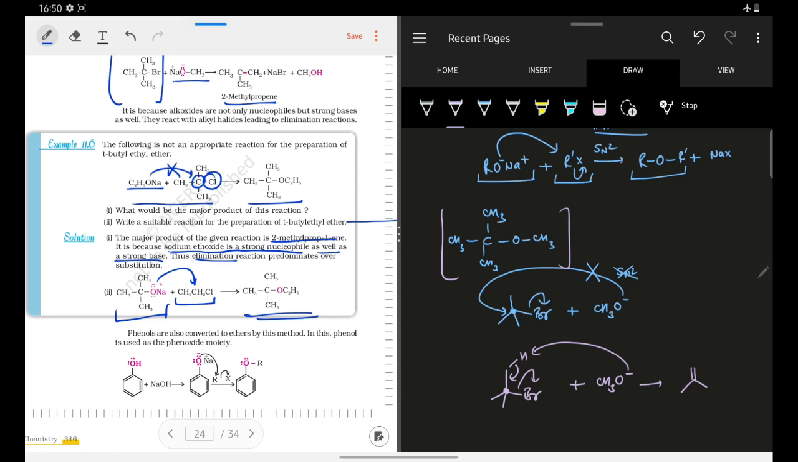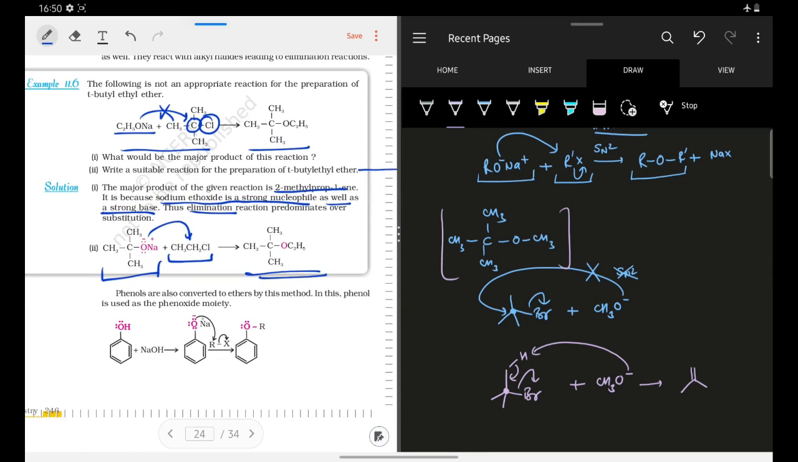Next, what if I take a phenol and treat it with NaOH, what will happen? Once I treat phenol with NaOH, it will lead to the formation of sodium phenoxide. It is the same reaction as we have done earlier: we make the alkoxide and then that attacks the alkyl halide. Here we have formed sodium phenoxide, and that sodium phenoxide does SN2 attack on the alkyl halide, and it will lead to the formation of your phenyl ether.